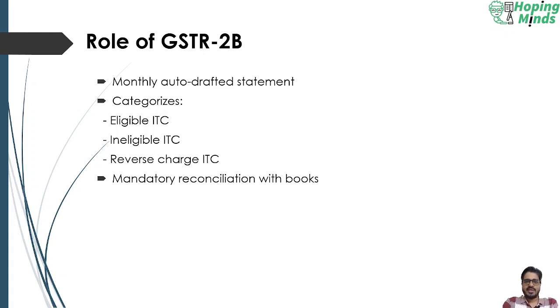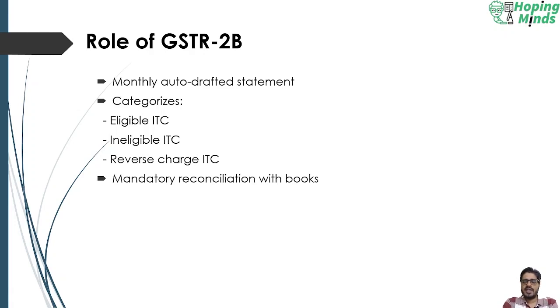Then ineligible ITC. There are input tax credits which fall under the list of block credits. Such input tax credits cannot be claimed. Also there are input tax credits like credits accruing from free samples or destroyed goods, or goods distributed as free samples, or from the goods that are lost or stolen or destroyed. Such input tax credits may appear in the GSTR 2B return, but they shall not be claimed by the recipient.